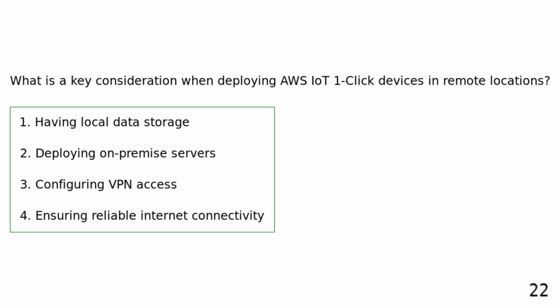What is a key consideration when deploying AWS IoT one-click devices in remote locations? Having local data storage. Deploying on-premise servers. Configuring VPN access. Ensuring reliable internet connectivity.